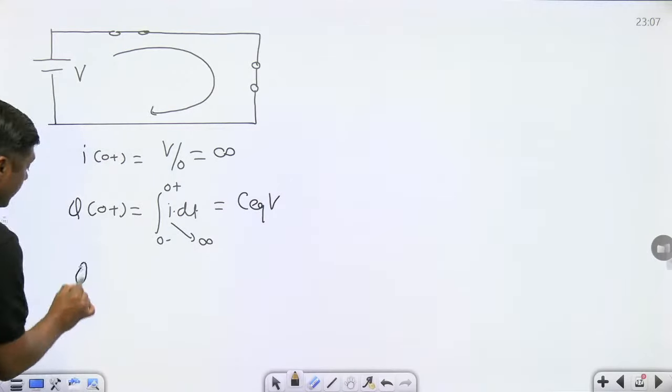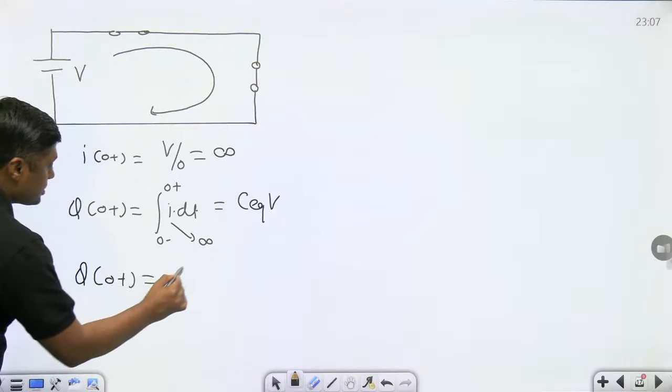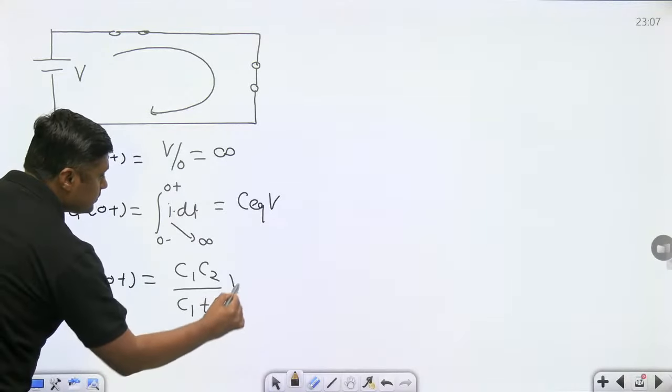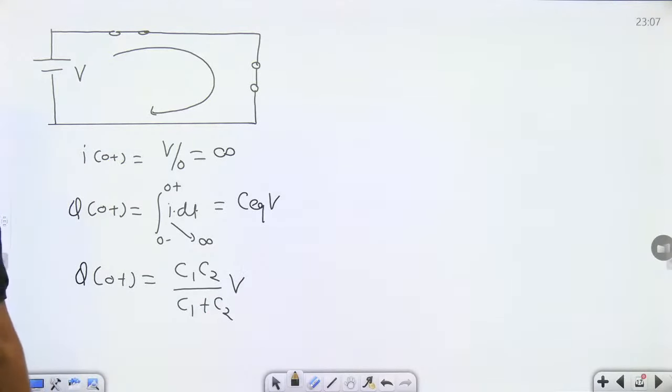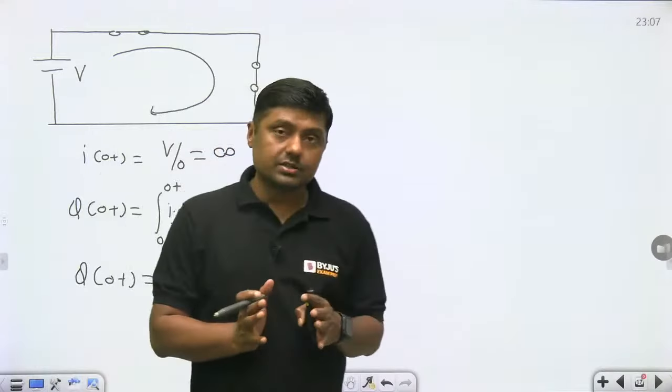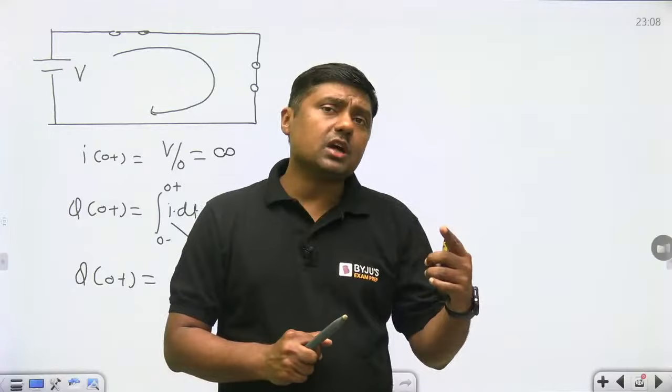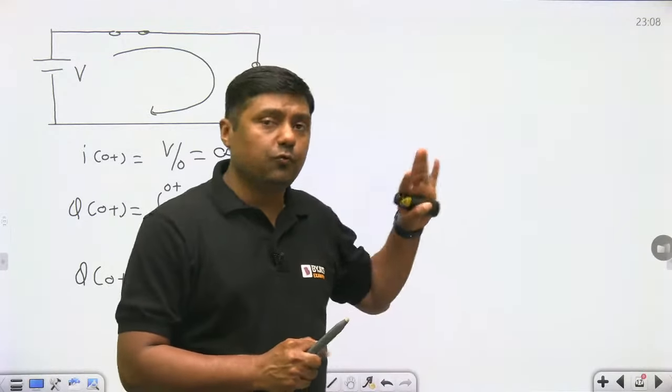What is the C equivalent? Both the capacitors are in series. So C equivalent becomes C1 C2 by C1 plus C2, into V. That is the charge, exactly at t equal to 0 plus, and both the capacitors are in series, and that's why the same charge will flow.